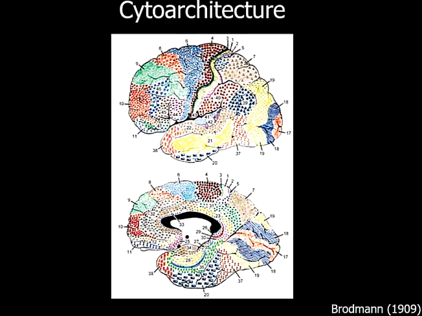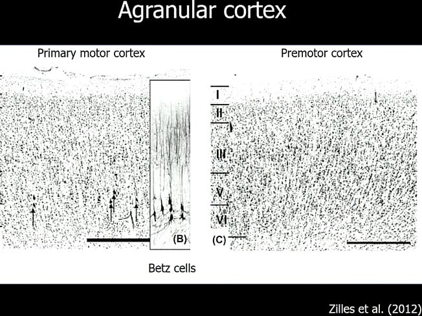Now, most of Brodmann's work was done in a single brain per species, and that's worth mentioning. So somebody mentioned inter-individual variation before. This doesn't necessarily take that into account. But here are some other examples of how that relates to function.